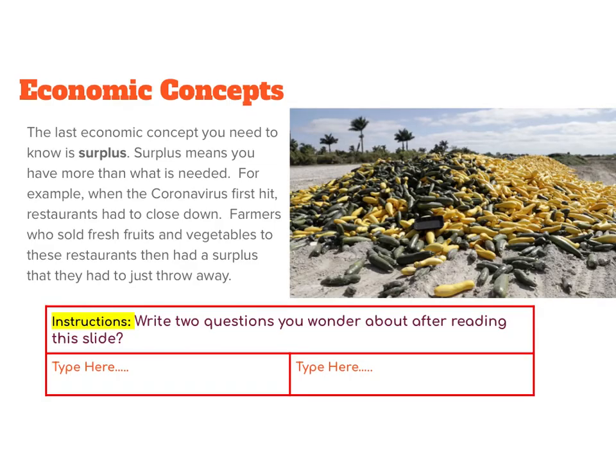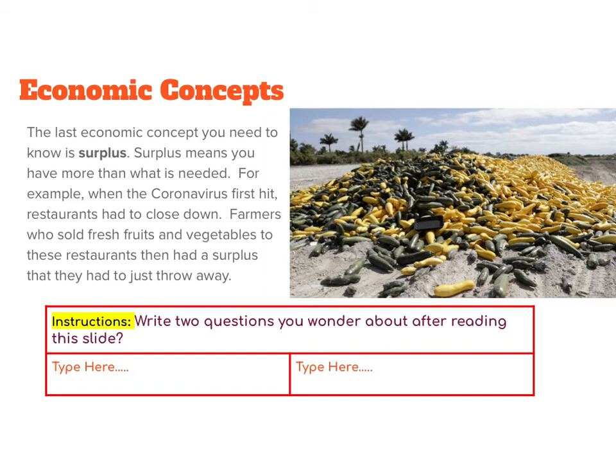The next page talks about surplus. So we've talked about demand and we've talked about supply, low and high supply, low and high demand, and we talked about scarcity where there's not enough. Surplus is where there is more than what you need. So, for instance, again, talk about coronavirus and restaurants. A lot of restaurants had to close down when coronavirus first hit. And so when that happened, farmers who had all these fruits and vegetables that they used to sell to restaurants suddenly had too many and they had a surplus they just had to throw away.